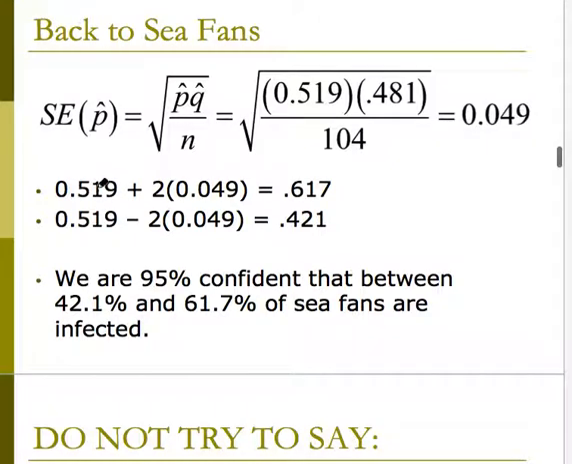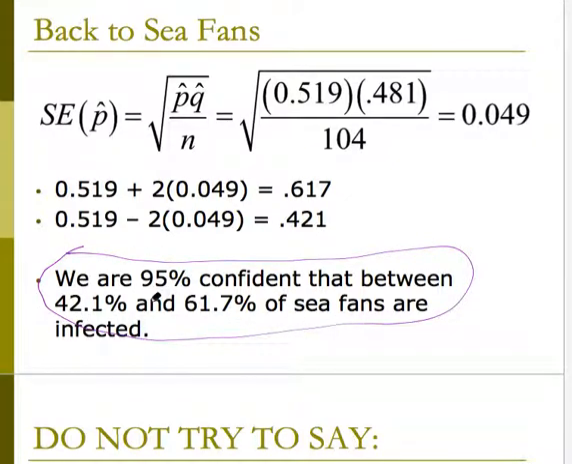So 0.519, I know there's tons of numbers, but that's kind of where we're headed in this stats class now. So 0.519 is what our p hat is. 2 standard deviations above that gets us to 0.617, and 2 standard deviations below that gets us to 0.421. Okay, so this is the importance of what we need to say. This must be written in your notes because this is exactly how you're going to write it.